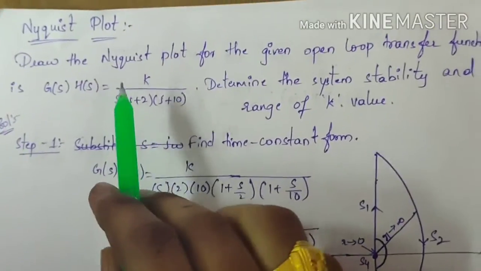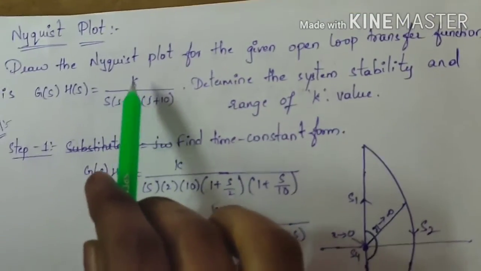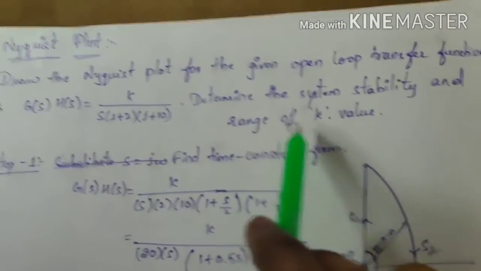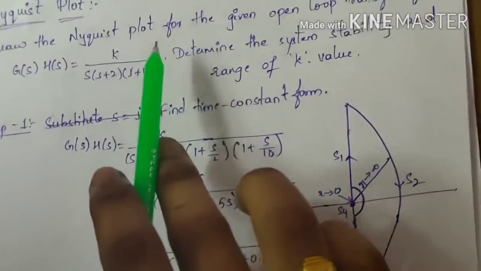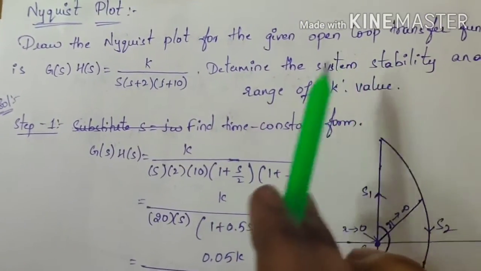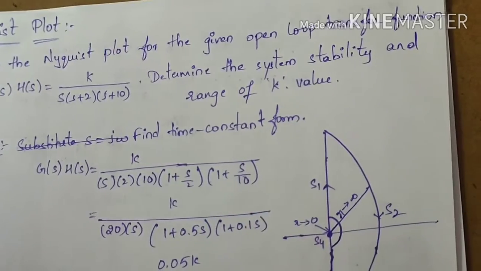Let's see one more problem. Draw the Nyquist plot for the given open loop transfer function G(s)H(s) equals K by s into (s plus 2) into (s plus 10). Determine the system stability and the range of K value. So here the K value isn't given. So we are asked to find out the system stability and the range of K value, that is, at what range the system will become stable.